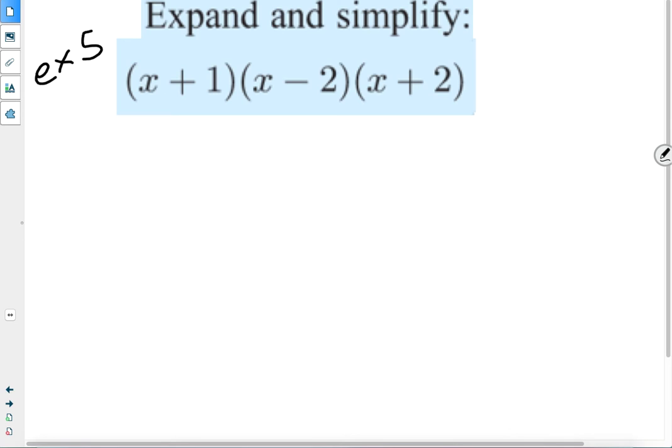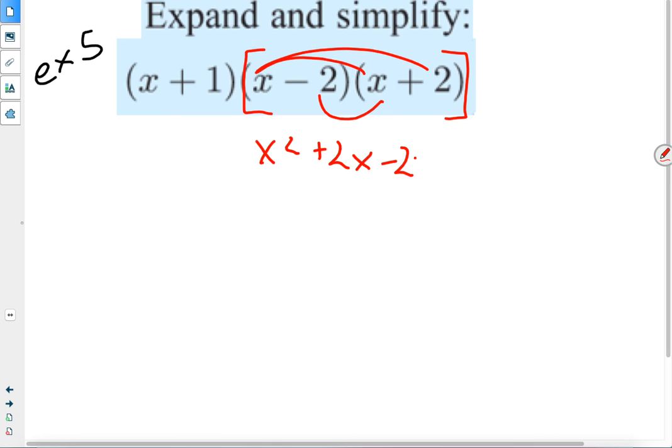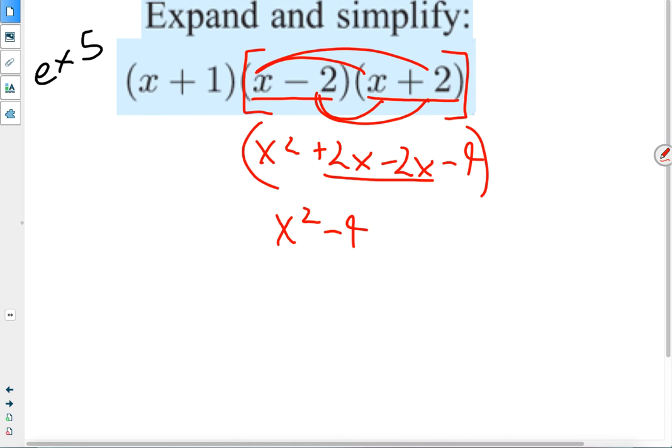Okay, let's look at our final example here. So here's 3 terms. They're different terms, but again, we can do the same strategy as we did before. But here, just to show you that we can do some varieties of this, I'm going to first group these two together and multiply these together first. So I get x squared plus 2x minus 2x minus 4. So now, notice as I group these together, this was difference of squares, so I'm just going to be left with x squared. These are opposite, cancel out, x squared minus 4.